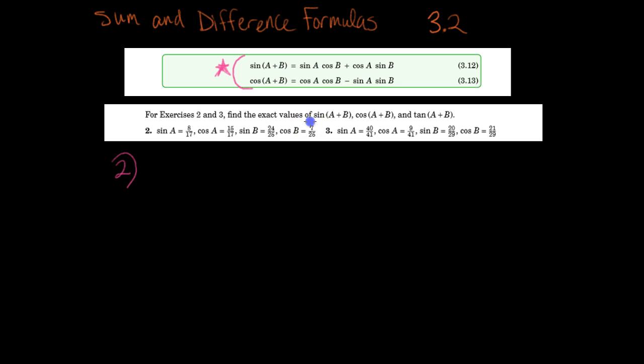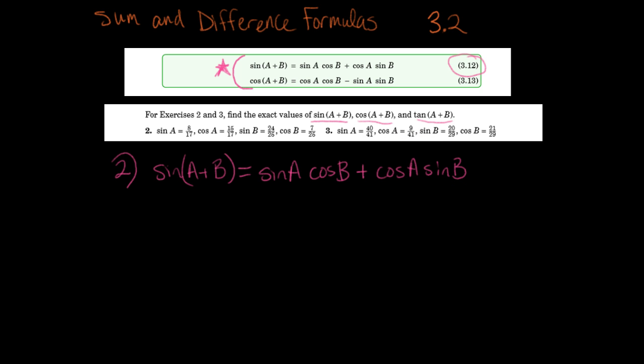So they want us to find all the values of sine of A plus B, cosine of A plus B, and tangent of A plus B. And we're going to use the sum formula of sine of A plus B. So first of all, we're going to expand it using 3.12 right here. So you just fill that out: sine A cosine B plus cosine A sine B. And since I know that sine A for number 2 is equal to 8 over 17, I'm just going to do a bunch of substitution.